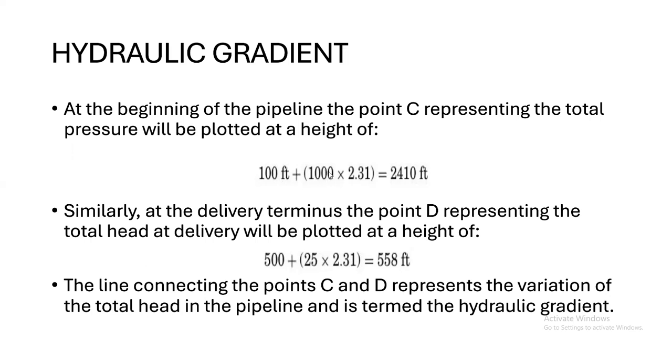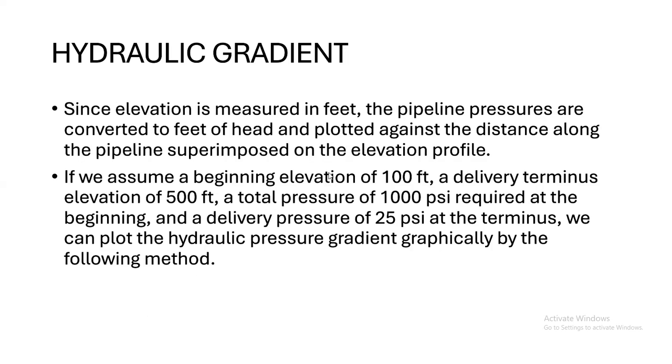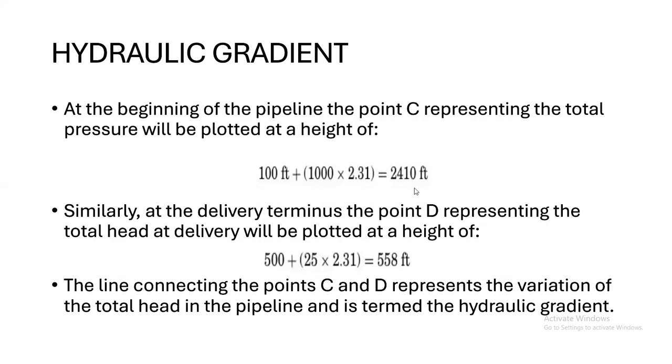Then we need a pressure of 1000 psi. So we want to convert this to feet too. So we multiply by 2.31, so we get 2,410 feet. Similarly, at the delivery terminus, the point D representing the total head at delivery will be plotted at a height of, we said it's 500 feet above the surface. Then we want a pressure at the delivery terminus to be 25 psi, converting to feet. We get the total is 558.